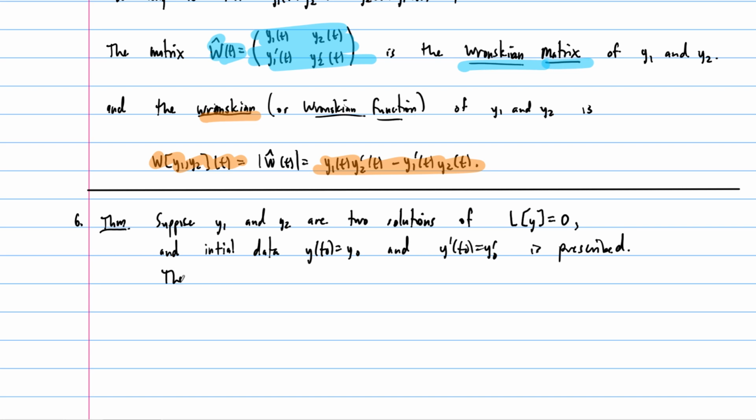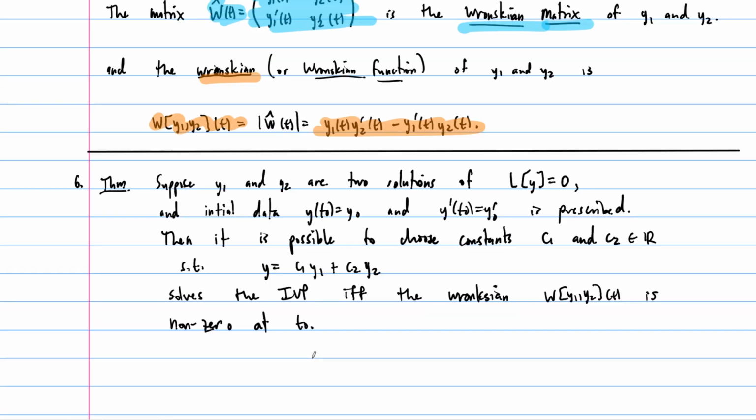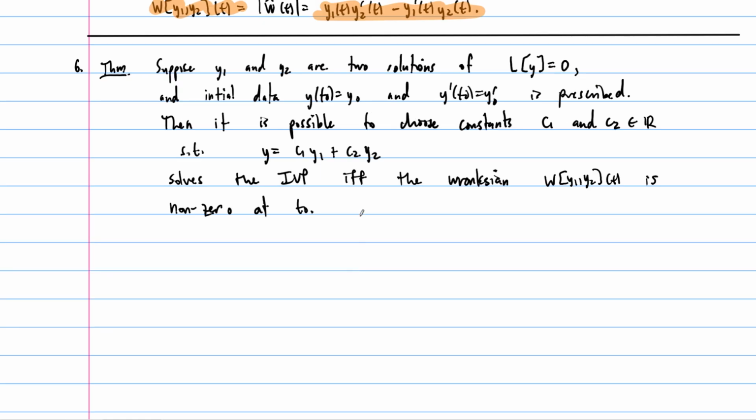All right, then it is possible to choose, so this is just summarizing everything we just worked out, constants C1 and C2, real numbers, such that y equals C1 y1 plus C2 y2 is a solution of the initial value problem. This solves the IVP if and only if the Wronskian W of y1, y2 of t, this function, is non-zero at t naught. Okay, so there's the theorem. That theorem summarizes everything that we just worked out.